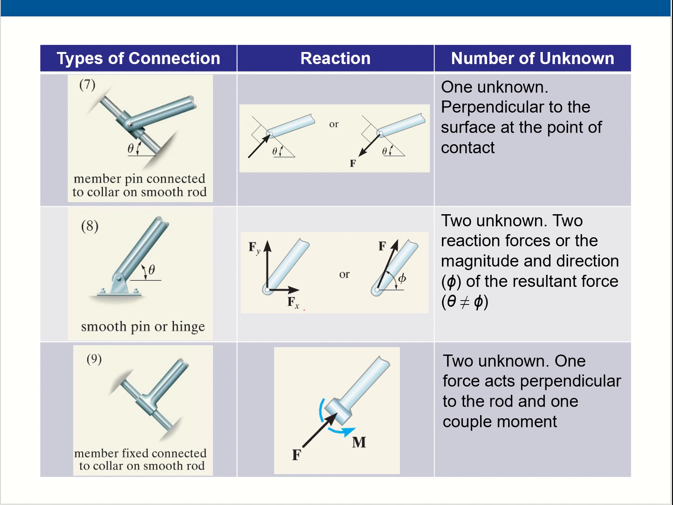How about this one? Number 9. This one has two reactive forces. One is the force acting on the rod. Okay, so we have a restriction for these directions, as well as a restriction of the rotation. So we have two support reactions for this case. So this is two unknowns. This is two unknowns. This is one unknown.